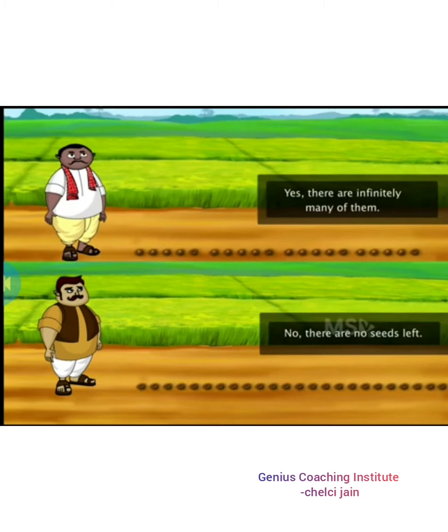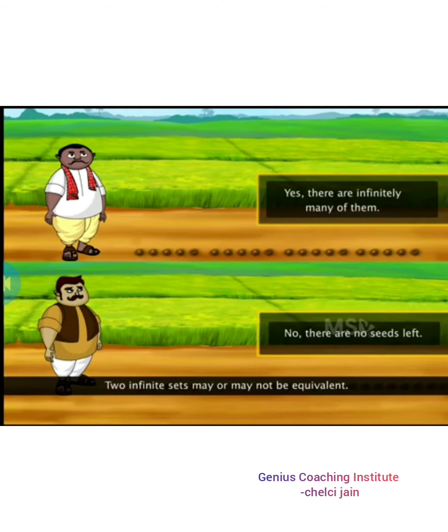Isn't this strange? Both the farmers are working simultaneously and their birds pick up seeds at the same rate. But in one case, there are seeds left, whereas not in the other case. This situation arises because we are dealing with infinite sets, and two infinite sets may or may not be equivalent. So be careful with infinite sets.